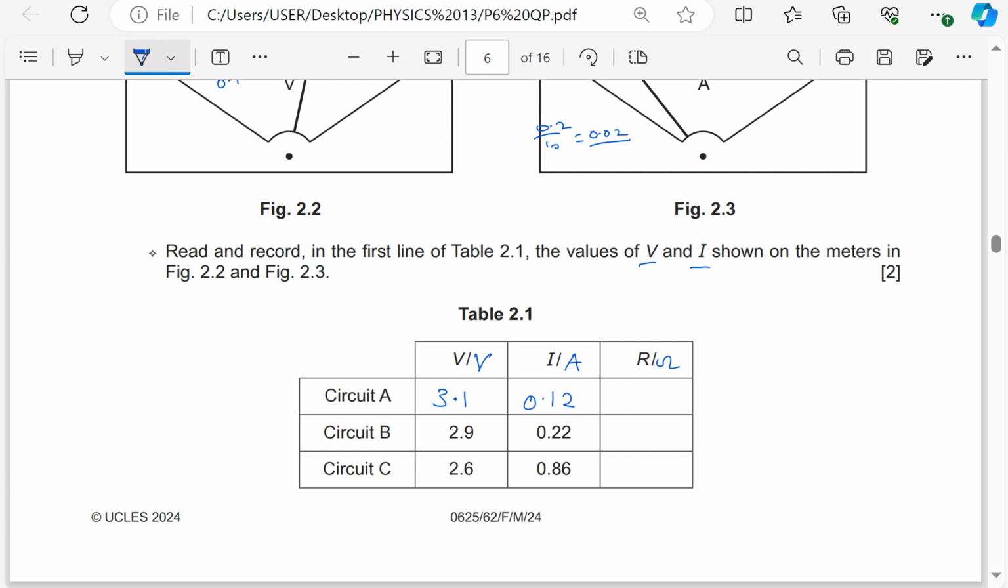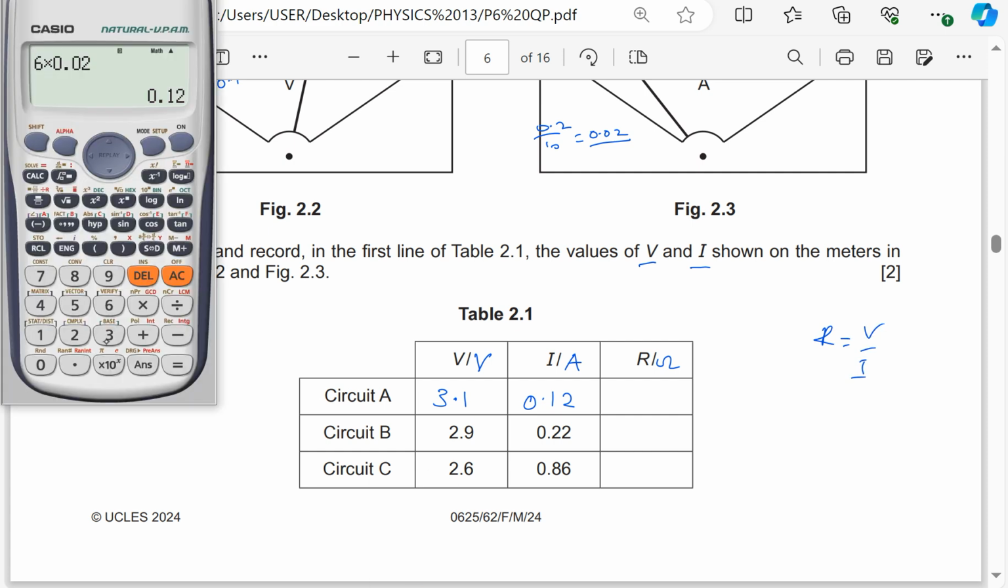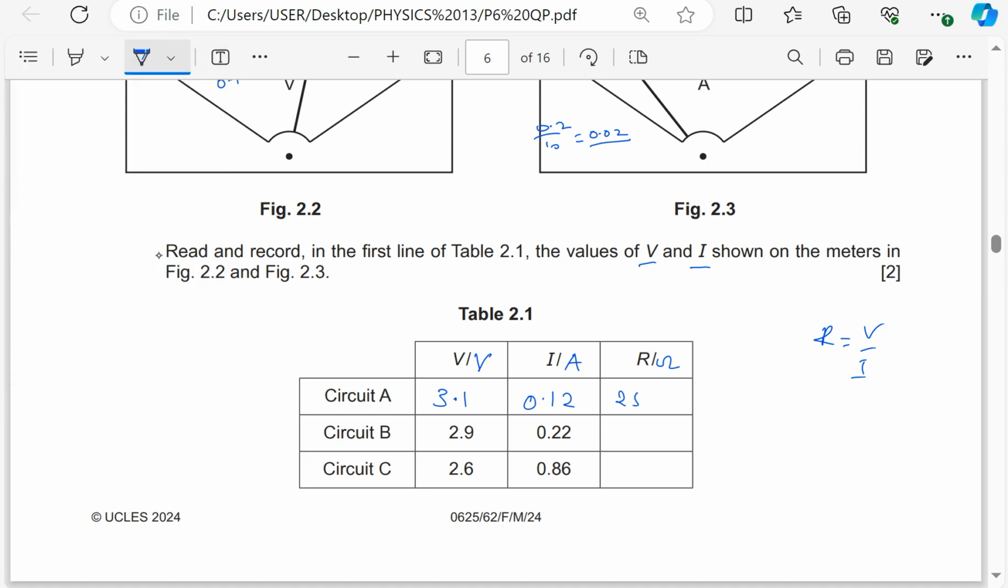If you don't know the symbols, you may write in words, volts, amperes, ohms, but the space is just enough for letters. So for the first, we are using the equation R is equal to V over I. I'll just press my calculator. The first one is 3.1 divided by 0.12. I can't write to less than 2 significant figures because each of these is to 2 significant figures. 3.1, 0.12, those are 2 significant figures. So I'll write my answer to at least 2 or more. So I'll write 25.8.